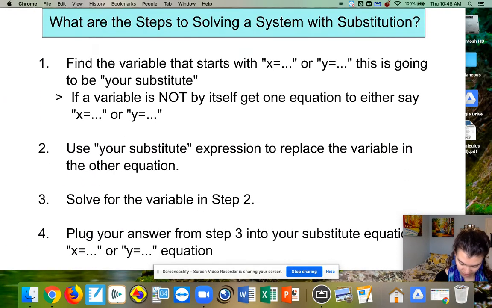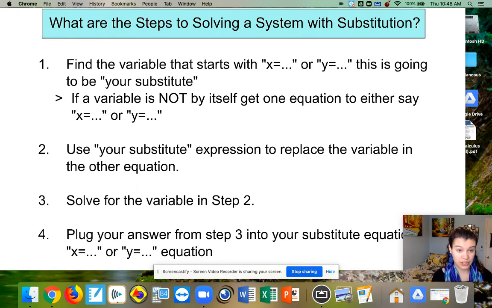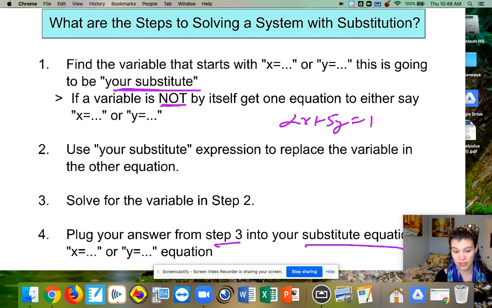Okay, so here are the steps all written out nicely. The first thing is find the variable that starts with x equals or y equals. That's what you're going to substitute in. If the variable is not by itself, so you had like 2x plus 5y equals 1, you need to get one variable by itself. Use your substitute and plug that into the other equation. Replace the variable. Solve the equation for whatever variable you have at number 2. Then for step 4, plug your answer from 3 into your substitution equation and find the other value.